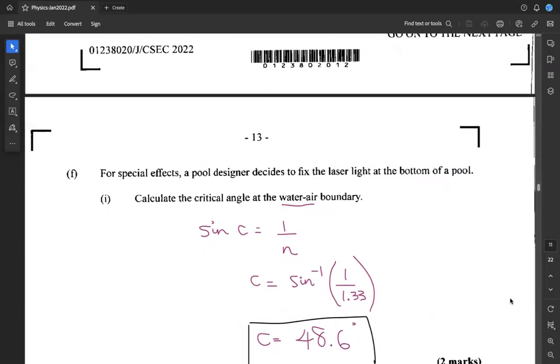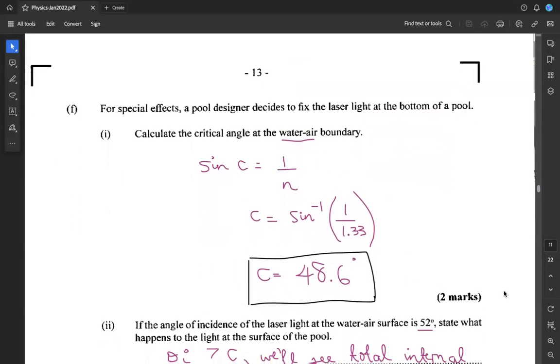Okay, so part F now. They're saying that for special effects, a pool designer decides to fix the laser at the bottom of the pool, right? So we have a pool, and at the bottom of the pool, he's fixing a laser light here, right? And they're saying calculate the critical angle at the water-air boundary, right? This is water down here. We're all in water here.